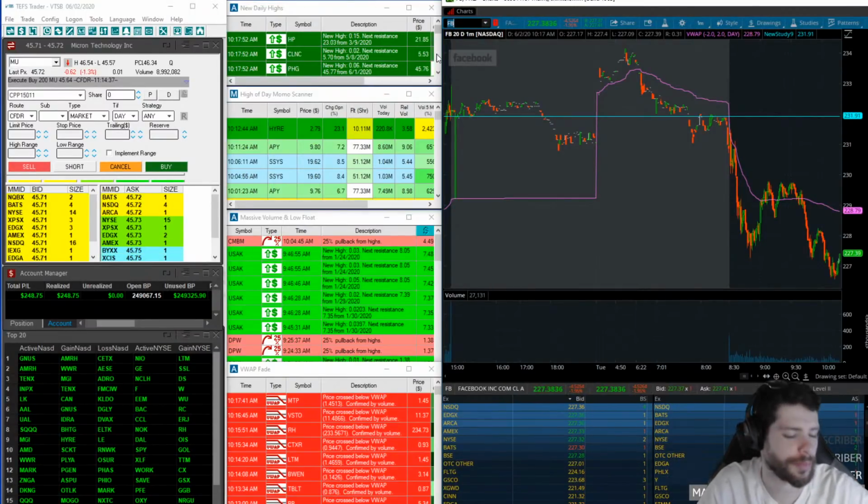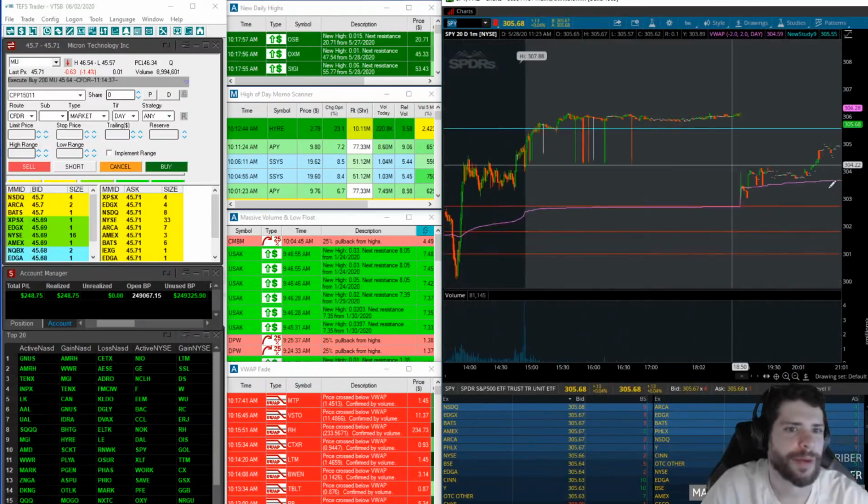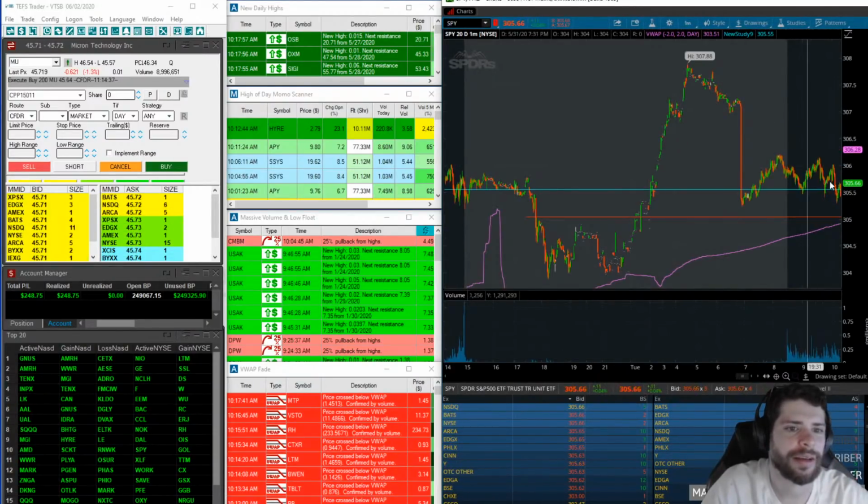SPY is back above the previous closing price. So remember this level, like I talked about. The SPY is back above that, right there.